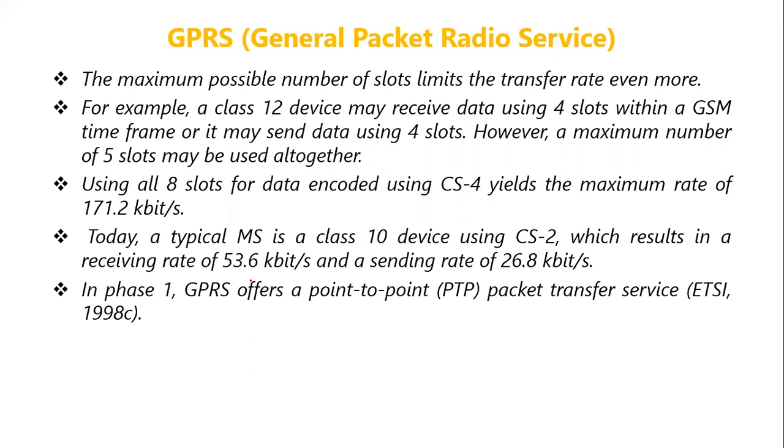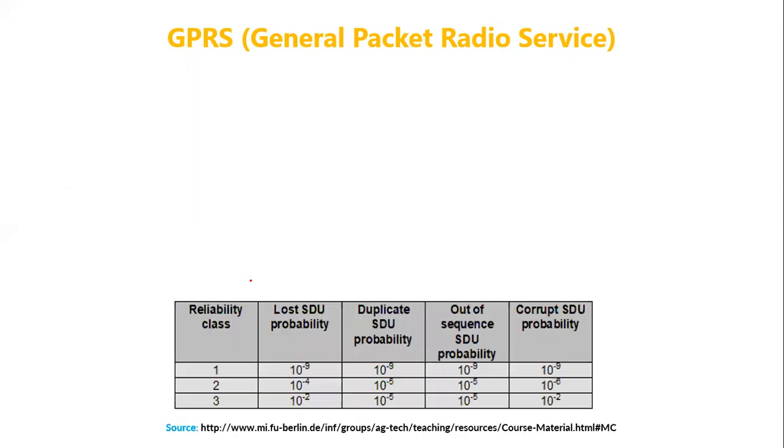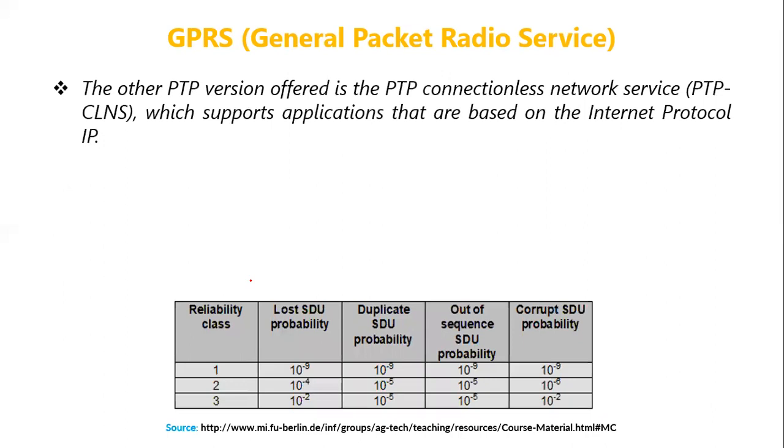One of the PTP versions offered is the PTP connection-oriented network service, which is called PTP CONS. This includes the ability of GPRS to maintain a virtual circuit upon change of the cell within the GSM network. So it maintains something like a virtual connection with the user.